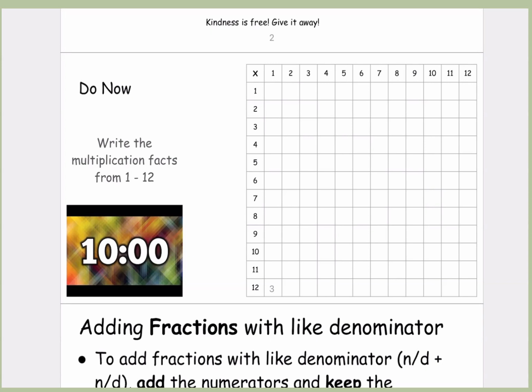To begin the Do Now, we are going to write out our multiplication facts from 1 to 12. There is an embedded YouTube timer for 10 minutes that you are allowed to use if you choose. Please try your best to complete this multiplication table in under 10 minutes. There is a blank multiplication chart available to you in PDF form if you would like to print that and use that for a template.